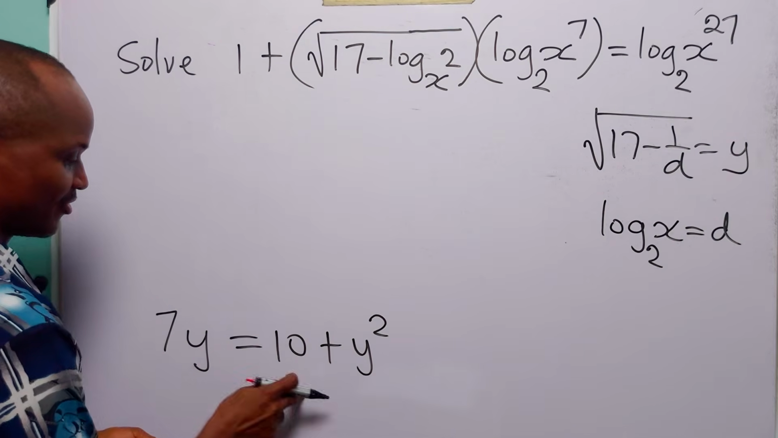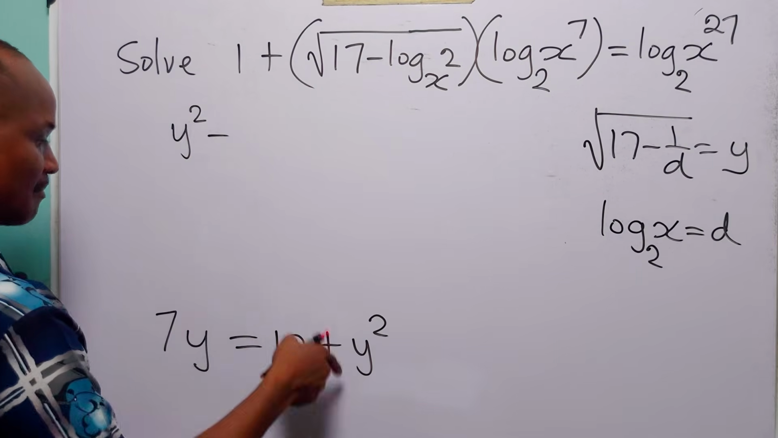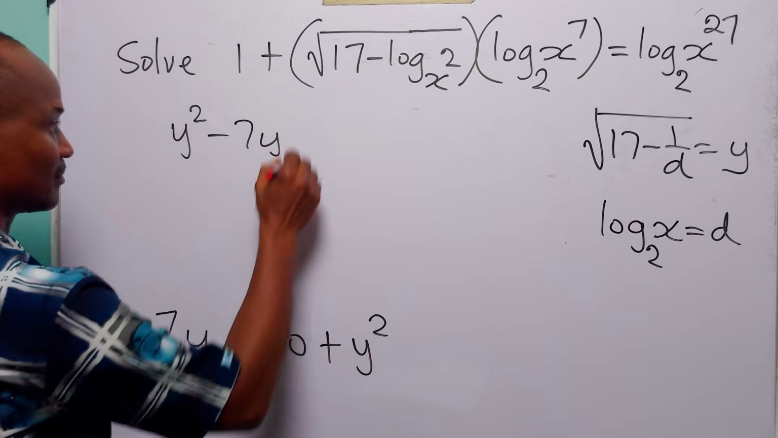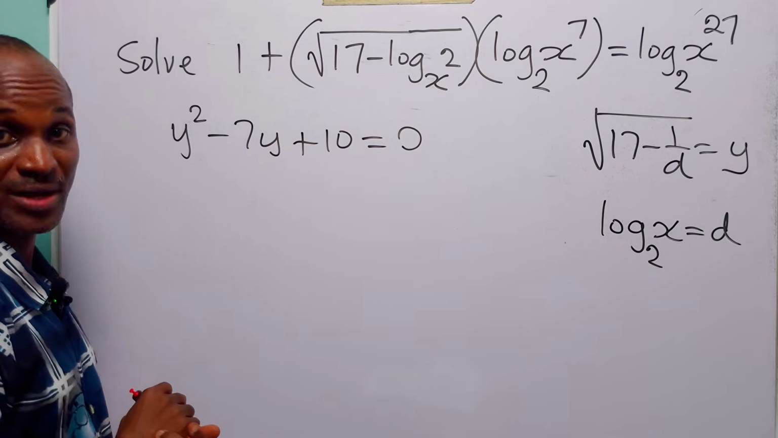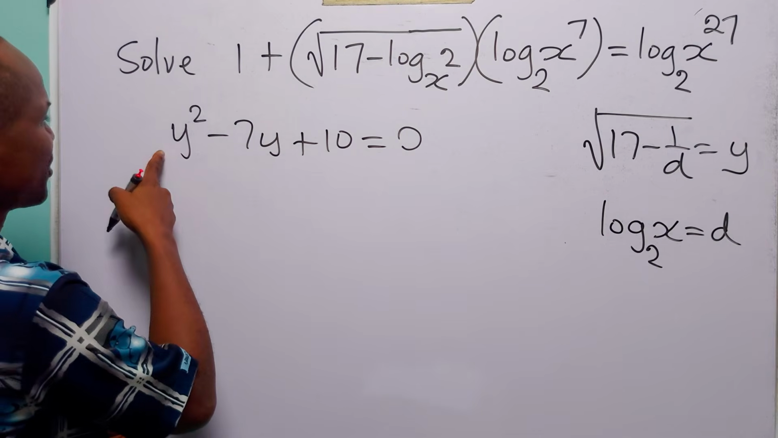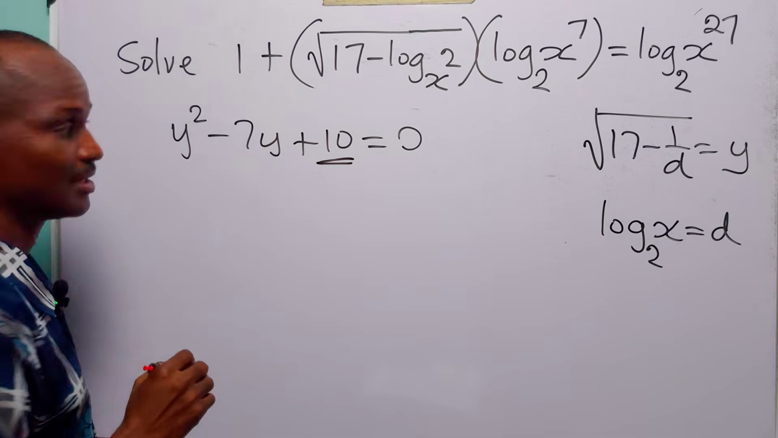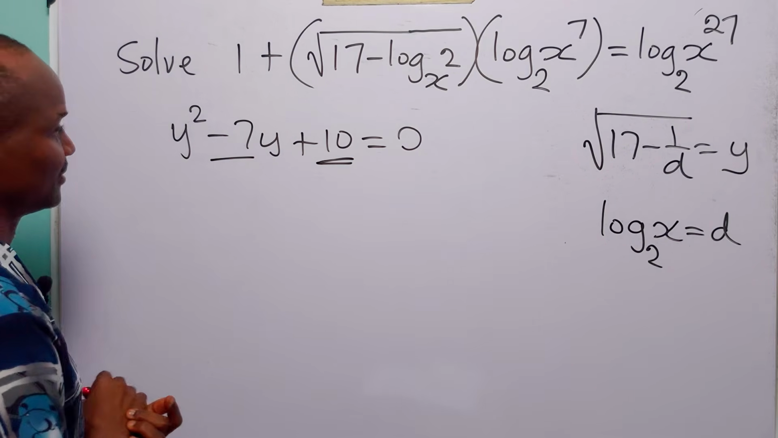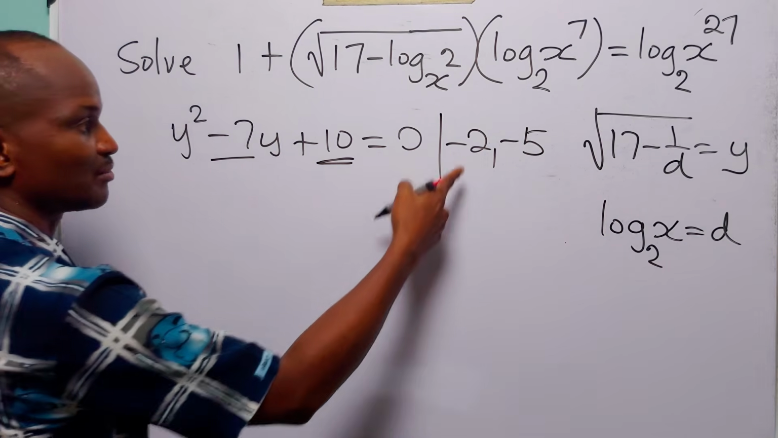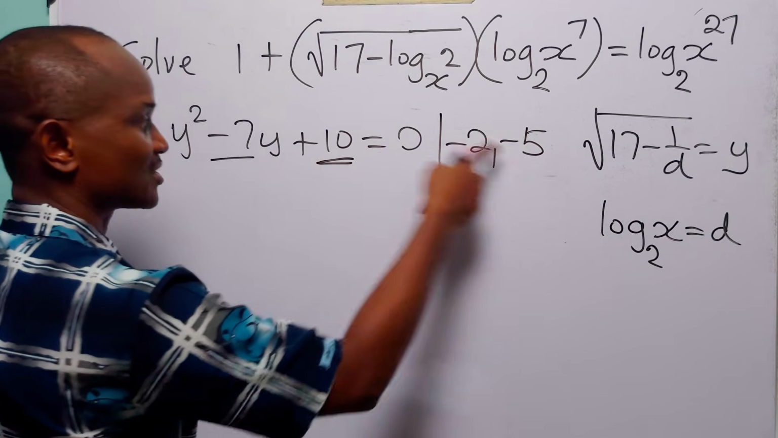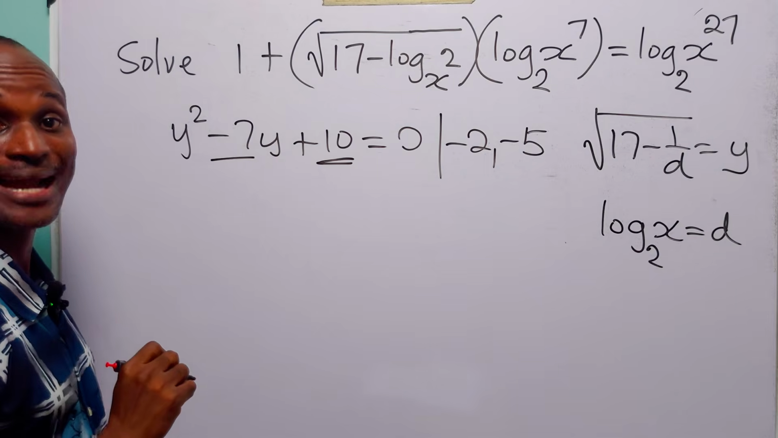Rearranging this quadratic equation, we have y squared minus 7y plus 10 is equal to 0. We can solve this quadratic equation by factorization. Since the coefficient of y squared is 1, all we have to do is find the factors of 10 that add up to minus 7. And those are going to be minus 2 and minus 5. Because minus 2 times minus 5 is going to give us plus 10, while minus 2 minus 5 is going to give us minus 7.